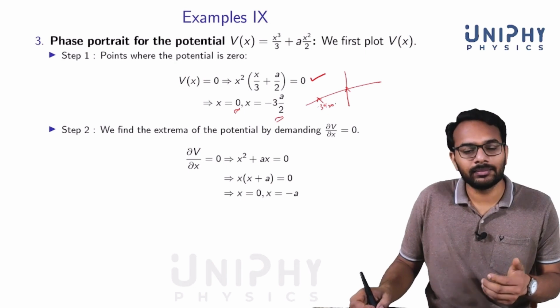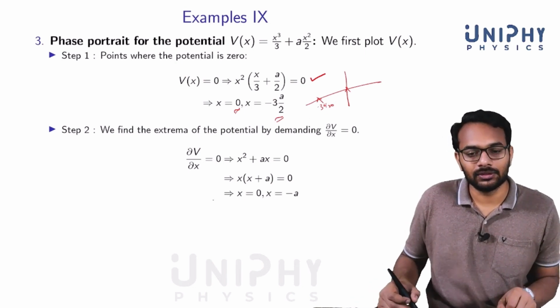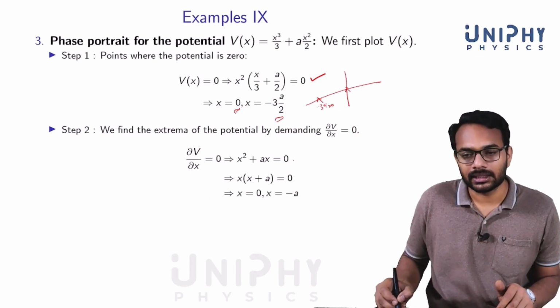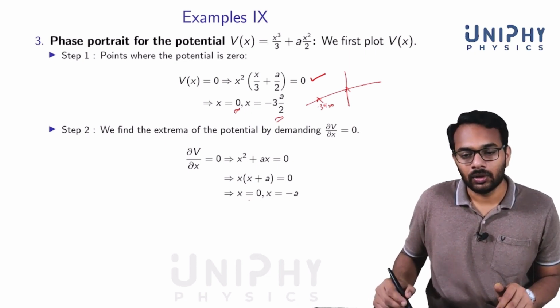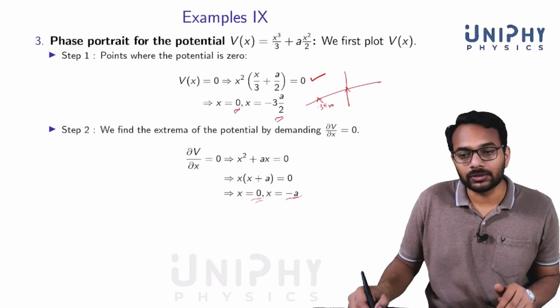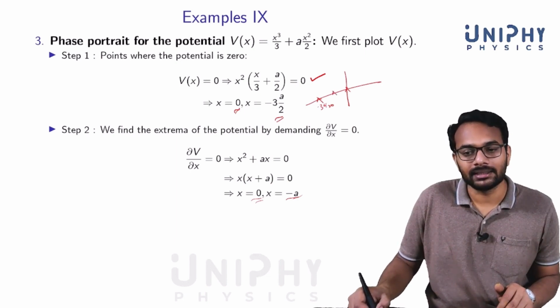Okay. The next point is to find the extremum points. You take dV by dx equal to 0, which says that x squared plus a x is equal to 0. Is that correct? Yes. Now you solve for this. x into (x plus a) is equal to 0, so x equal to 0 and x equal to minus a. So there are 2 points where it's an extremum: x equal to 0 and x equal to minus a.